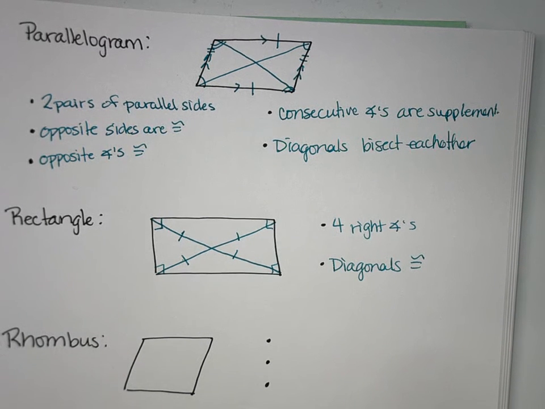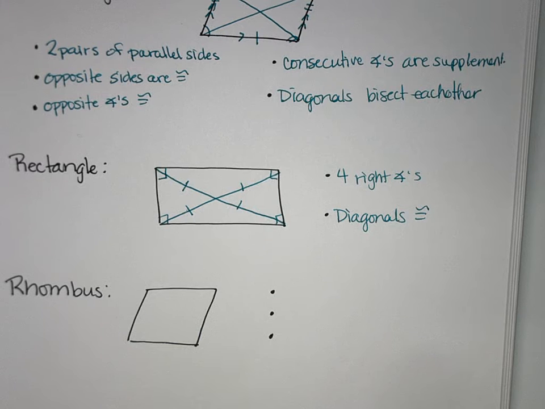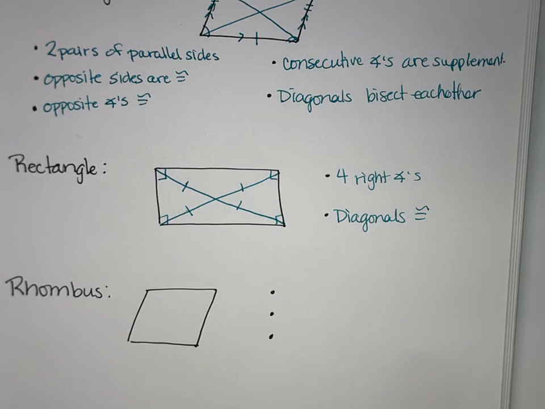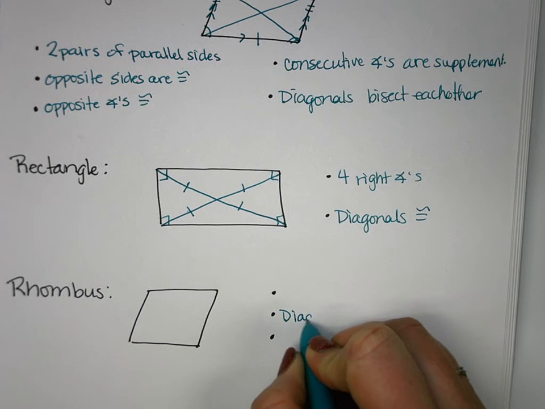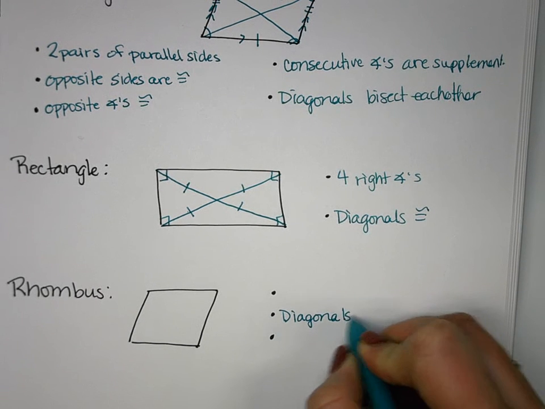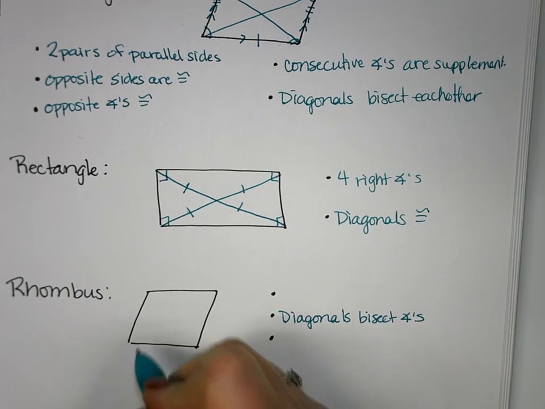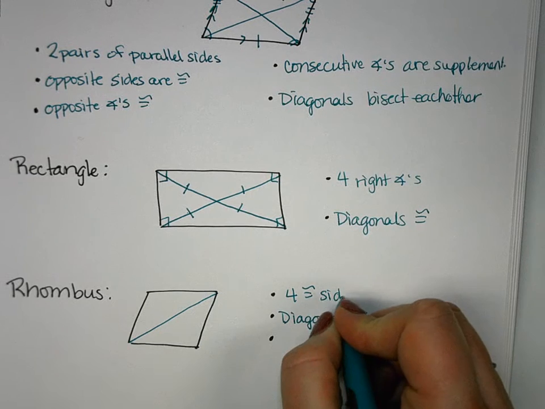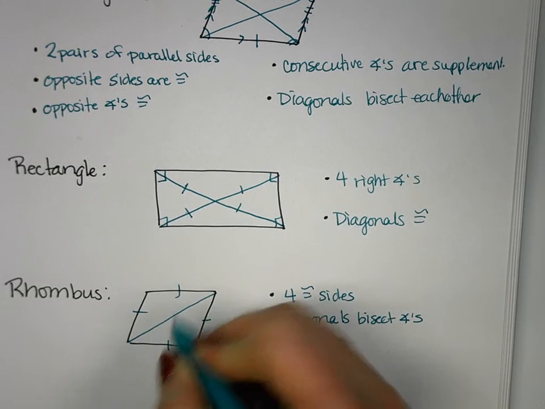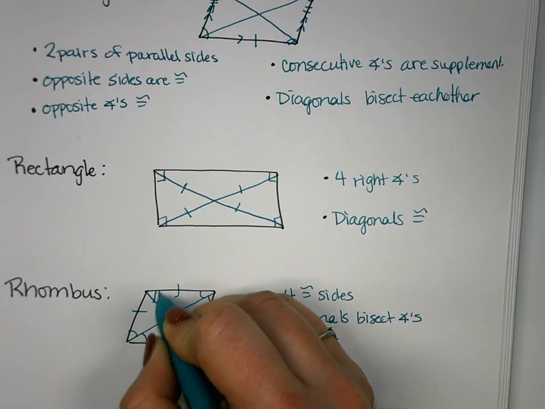From there we went to a rhombus. So a rhombus has all 5 of those parallelogram properties plus 3 more. So what was special about a rhombus? Diagonals bisect angles. What else? There's 4 congruent sides. So all sides are congruent. The opposite angles congruent part comes from the fact that it's a parallelogram.